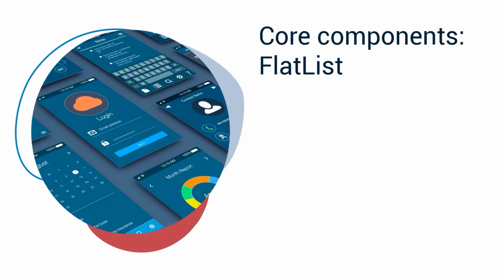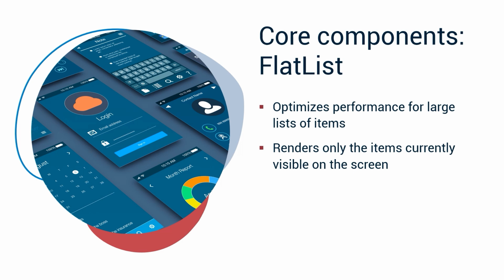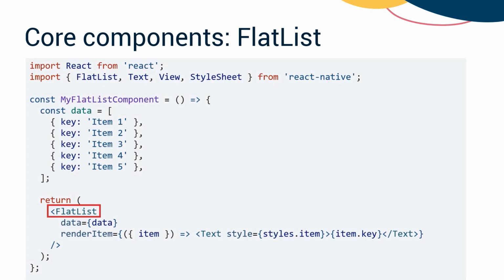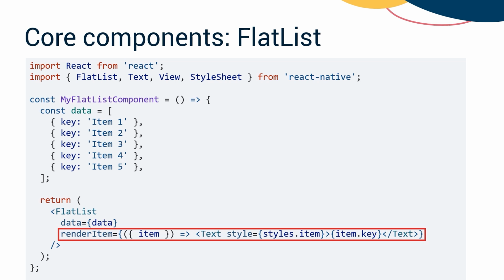The flat list component renders large lists of items with performance optimization. Since it only renders the items currently visible on the screen, it is better suited for handling large datasets. In the syntax, the flat list is the opening and self-closing tag of the flat list component, which renders a list of items. The data prop defines the array of data to be displayed in the list. The render item prop defines how each item in the list should be rendered.